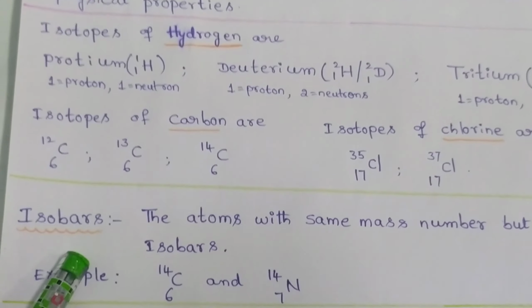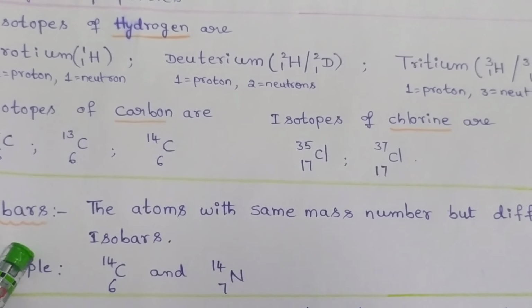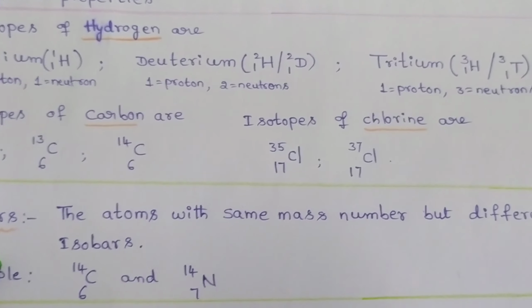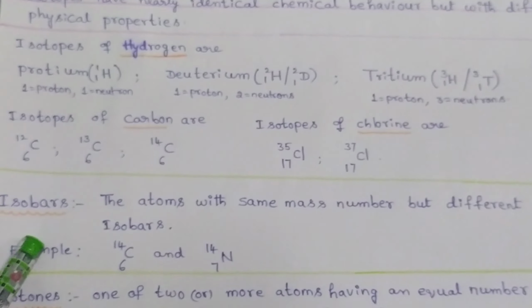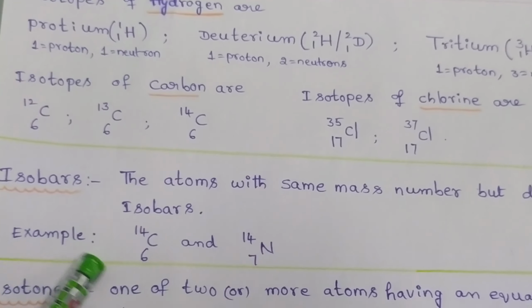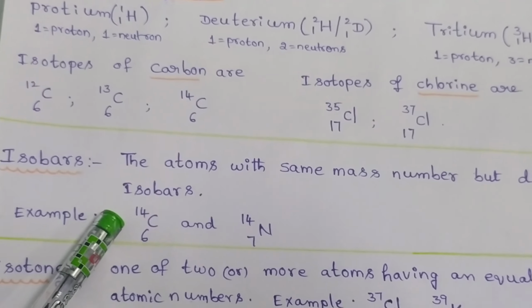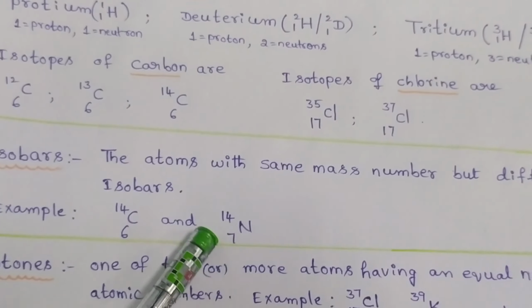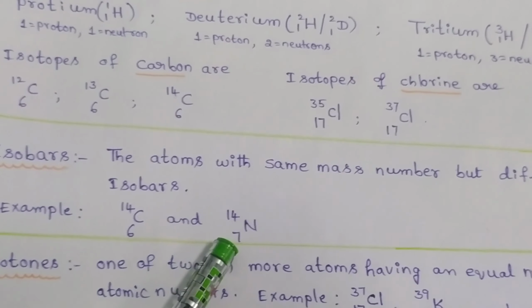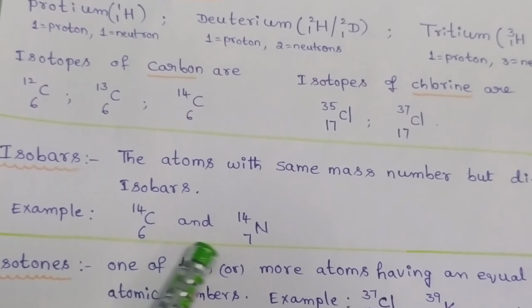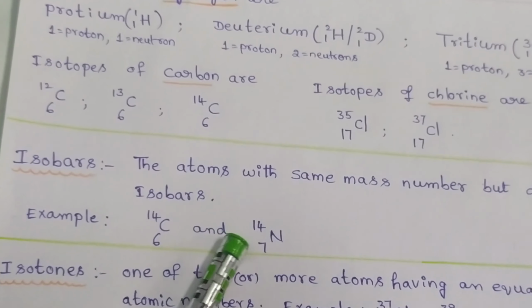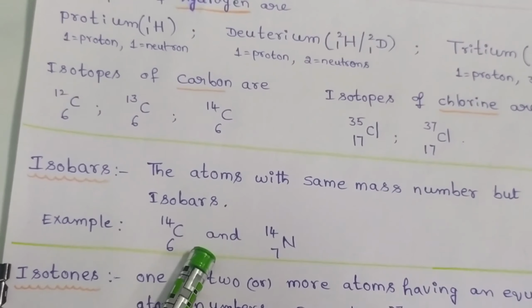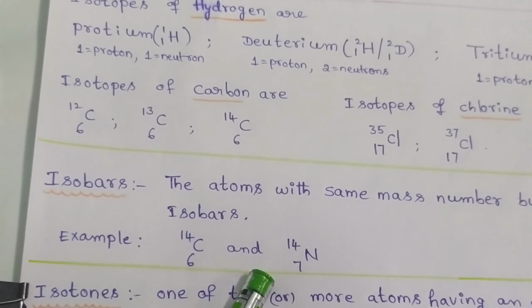Now we discuss isobars. What is meant by isobars? The atoms with the same mass number but different atomic numbers are called isobars. Example, carbon 614, nitrogen 714. When we observe these two atoms, they have different atomic numbers, but the mass number is the same. So these two are examples of isobars.